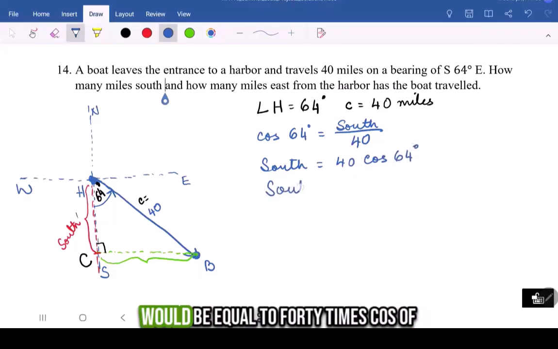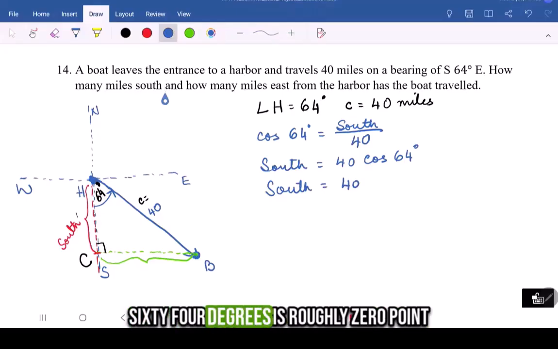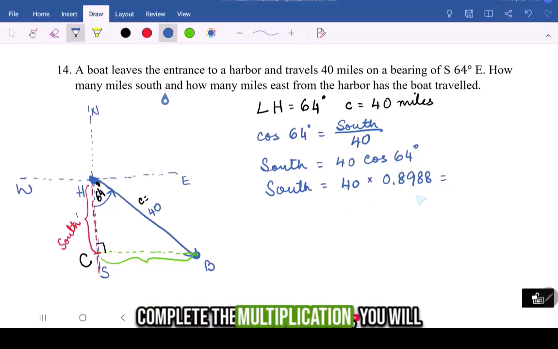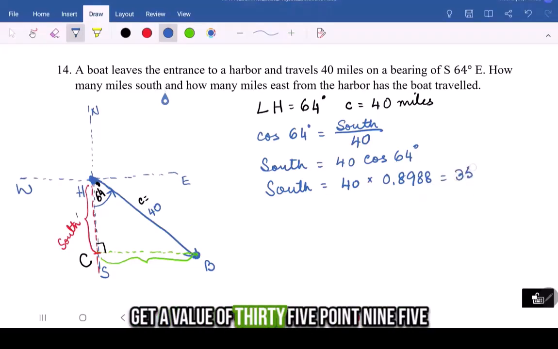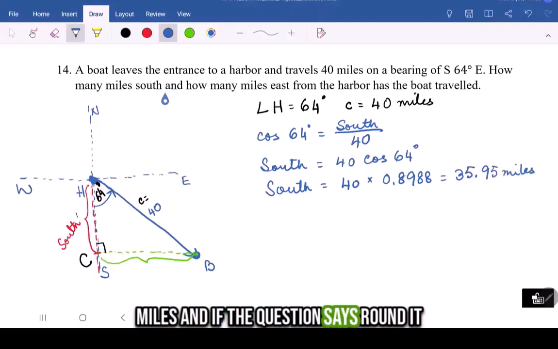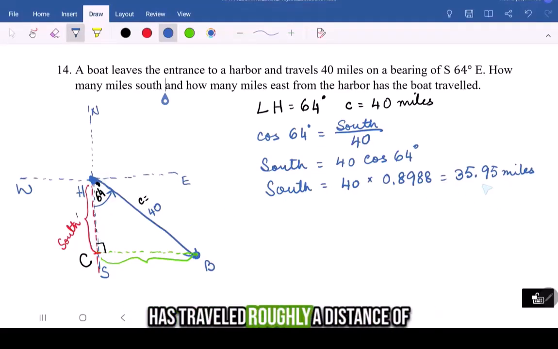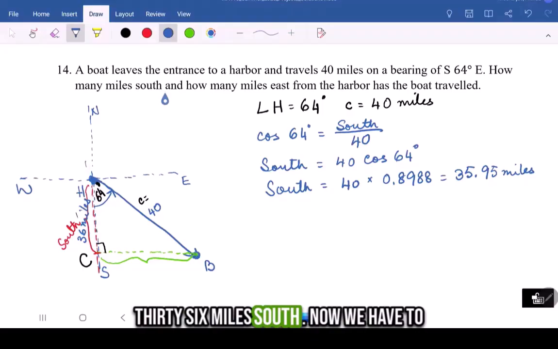Therefore, south would be equal to 40 times cos of 64 degrees, which is roughly 0.8988. When you complete the multiplication, you will get a value of 35.95 miles. And if the question says round it to the nearest mile, then you will say 36 miles. So that means the boat has traveled roughly a distance of 36 miles south.